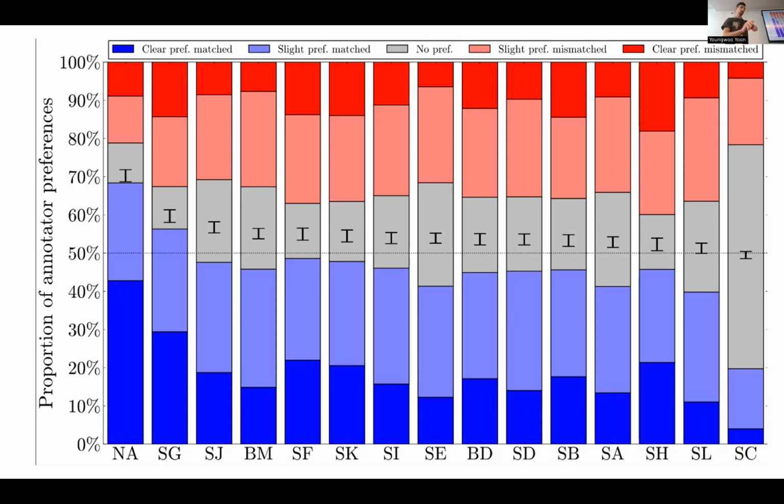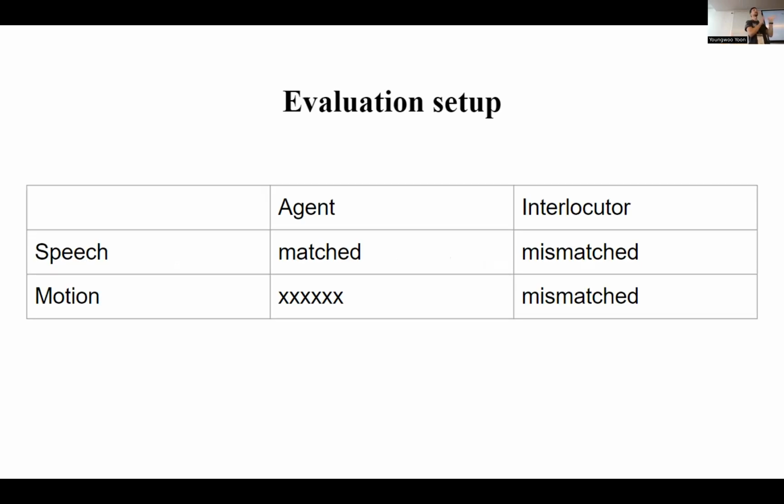Cool. Bit short in time. I'm going to go into the third dimension, which is the most tricky one for us to do and probably for me to explain as well. So here we had a special evaluation setup. So basically we wanted to mismatch the interlocutor. So now what we did is we sent the challenge participants stimuli, which would have the correct agent speech, but mismatched behaviors of the interlocutor. Both speech and gesture would be taken from another conversation. And for that input, they had to generate their gesture.